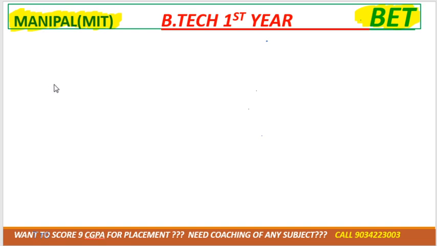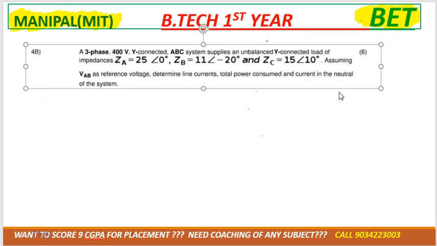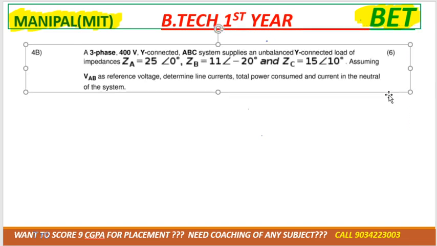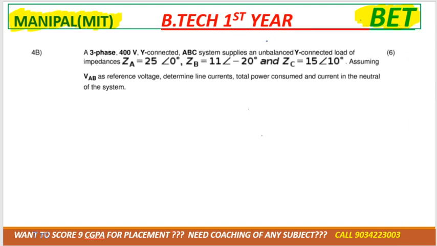Okay, now from the same paper I am teaching you all these questions. Question number 4 B, and it is of 6 marks. This paper is from the regular late admission batch, for the students whose admission is late, so that's why the paper level is easy. Otherwise the main paper is not so easy.